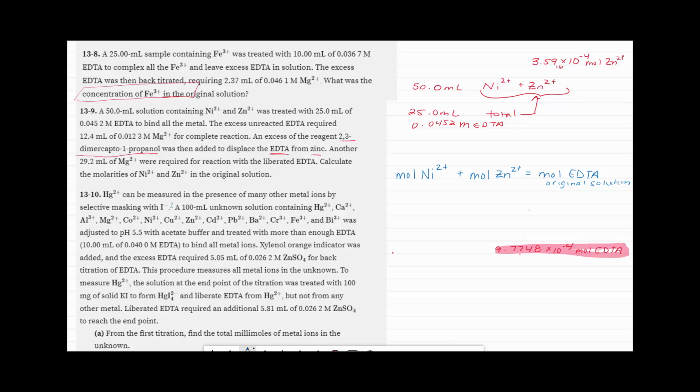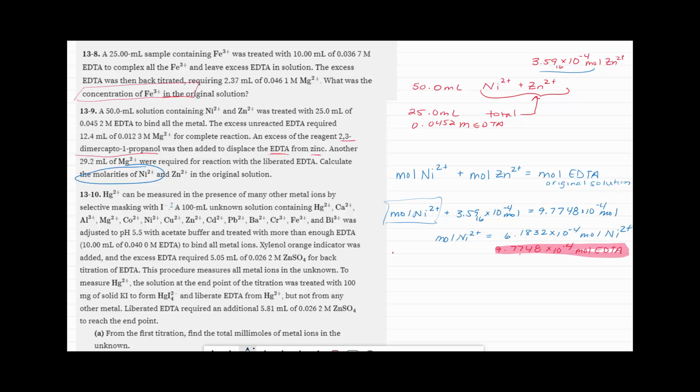And I have that value of 9.7748 times 10 to the negative 4 moles. And I have the moles of zinc. So moles of nickel are what I don't have. All I have to do is solve for this one variable. And I get that the moles of nickel in the original solution are 6.1832 times 10 to the negative 4. And again, that is moles of nickel, but that doesn't answer the question. The question asked for the molarities of both the nickel and the zinc.